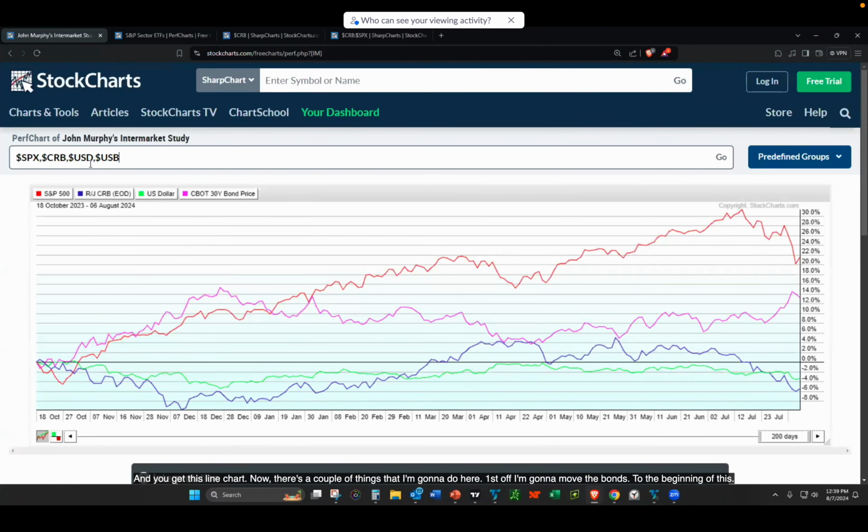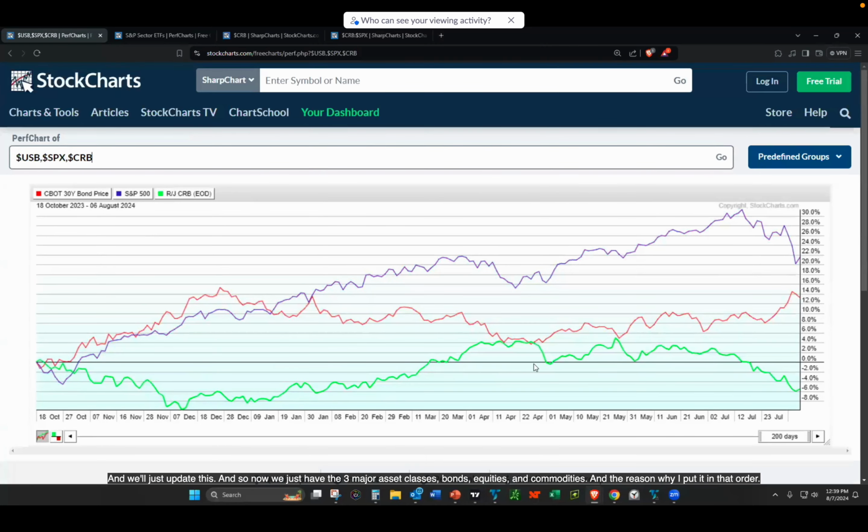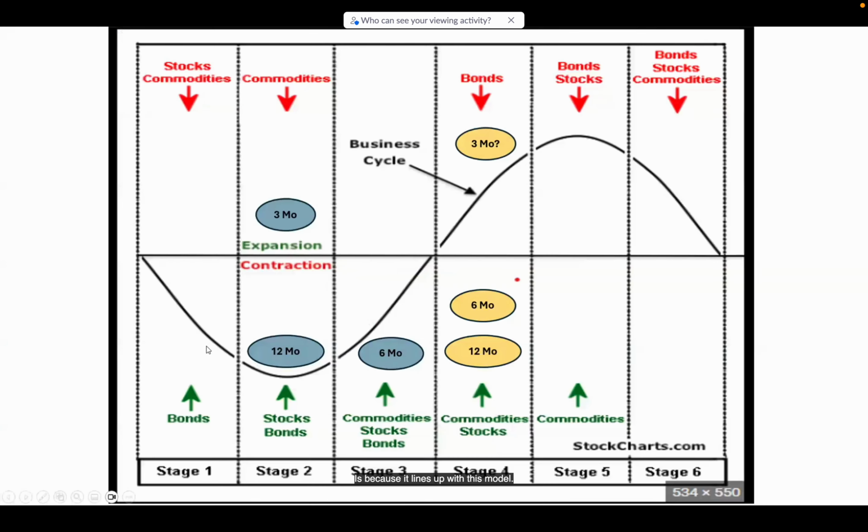Now, there's a couple of things that I'm going to do here. First off, I'm going to move the bonds to the beginning of this. Equities will be second, and commodities will be third. And we're going to get rid of the dollar index there. And we'll just update this. And so now we just have the 3 major asset classes: bonds, equities, and commodities. And the reason why I put it in that order is because it lines up with this model.